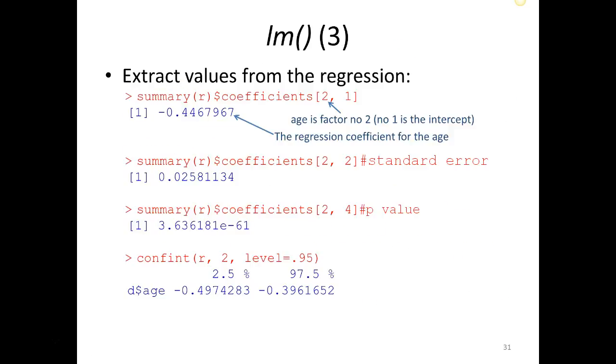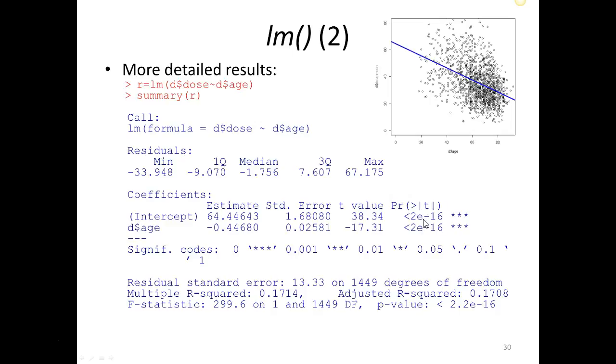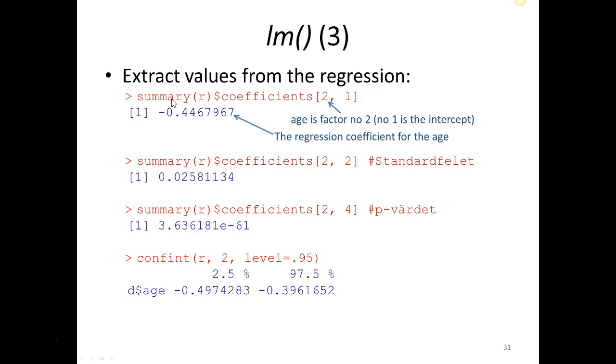If you want to extract values from the regression, it can be a bit tricky. If you would like to have the coefficient for the age, you would need to write like this: summary(R)$coefficients, and then 2, because if you look here, you could see this as a table, and this is the second row and then the first column, so you will get the estimate here. So here you have the value.